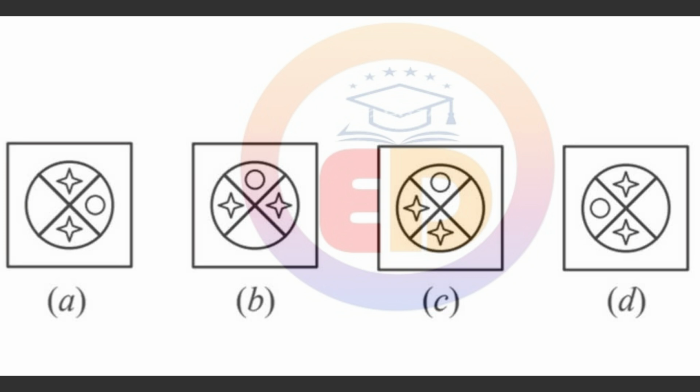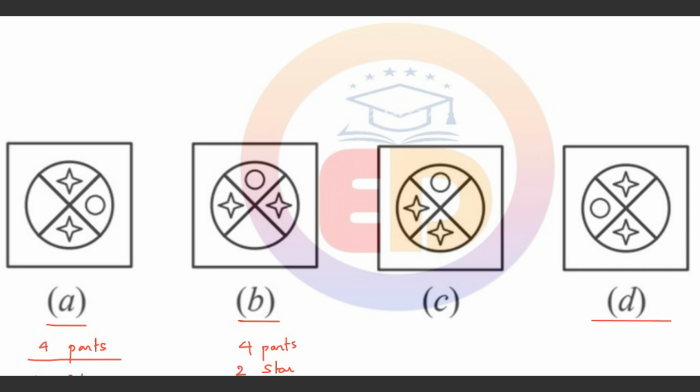In this question, in the first figure, the circle is divided into 4 parts. Out of these 4 parts, we have 2 stars and a circle. The 2 stars are placed opposite to each other. In the figure B also, the figure is divided into 4 parts, and the 2 stars are opposite to each other.